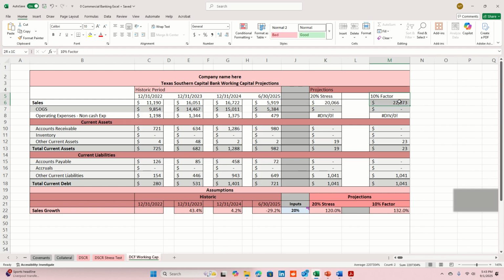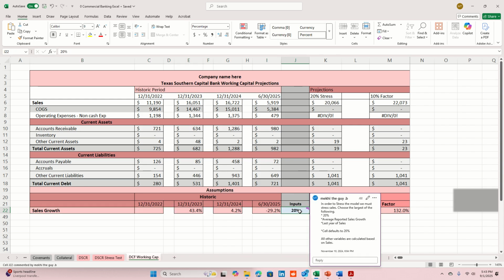And then that creates a scenario where we have a 20% stress factor on our sales, and then here we have a 10% stress factor on our sales, which means we've increased our sales by 20%, and then we increased our sales again by 10%. So we're increasing sales by 20%, and then we're increasing sales by 10%. So again, all we're doing here is taking our sales growth, and then we're going to input 20%, the average reported sales growth, or the last sales of the years.